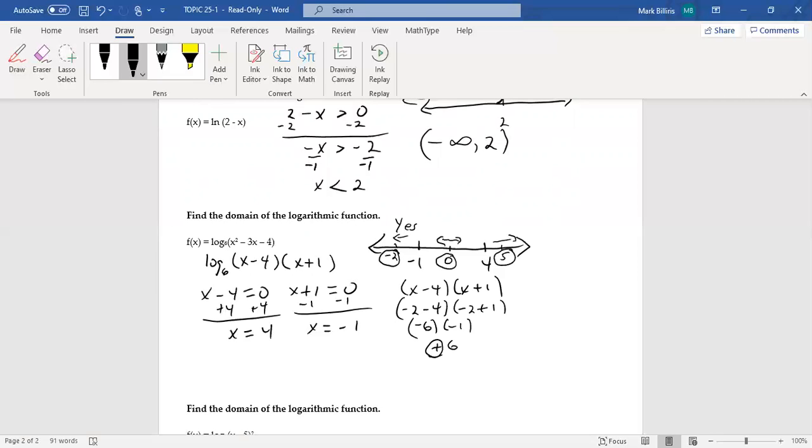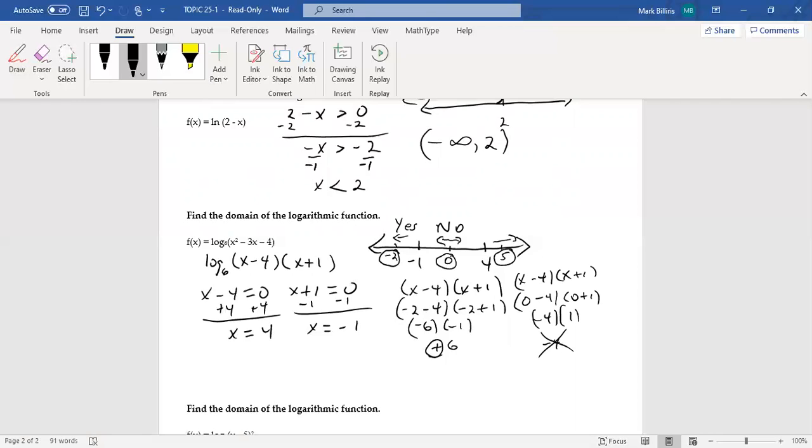Next, I'm going to substitute 0 in. So I would have 0 minus 4 and 0 plus 1, plugging it in again to my original argument. So 0 minus 4 is negative 4. 0 plus 1 is positive 1. A negative 4 times a positive 1 gives me a negative. I can't have a negative. So that middle interval cannot be a part of my answer.